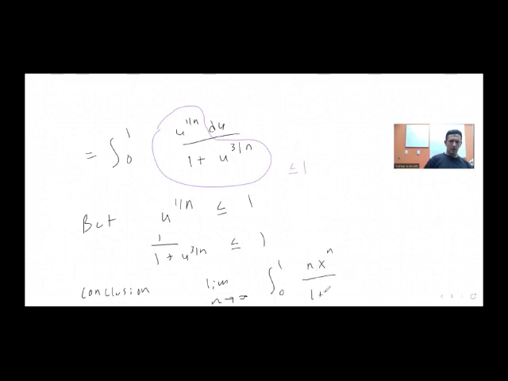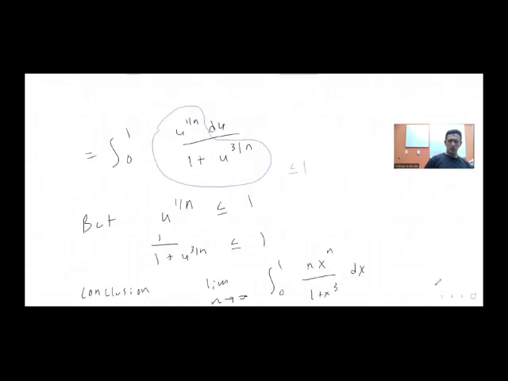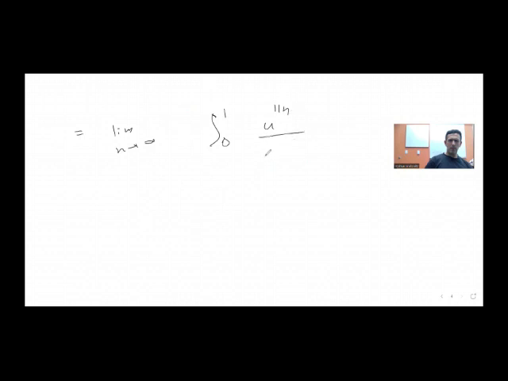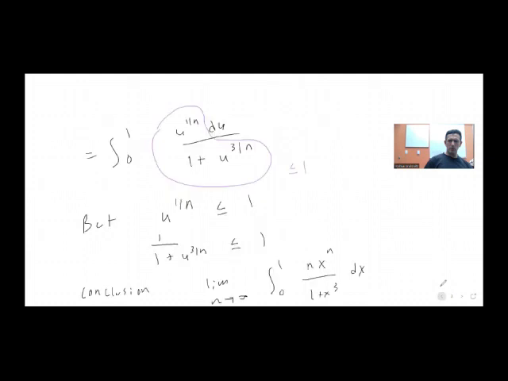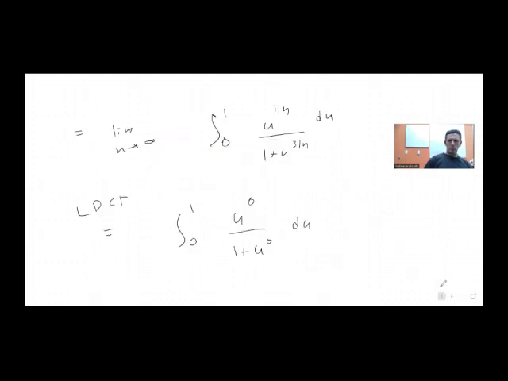X to the n over 1 plus x cubed, so u to the 1 over n. All right, so pop the limit inside the integral. It's u to the 0. This is kind of silly, right? Sorry, I forgot the du. And this is a constant 1/2. Integrate that over 0 to 1: 1/2.